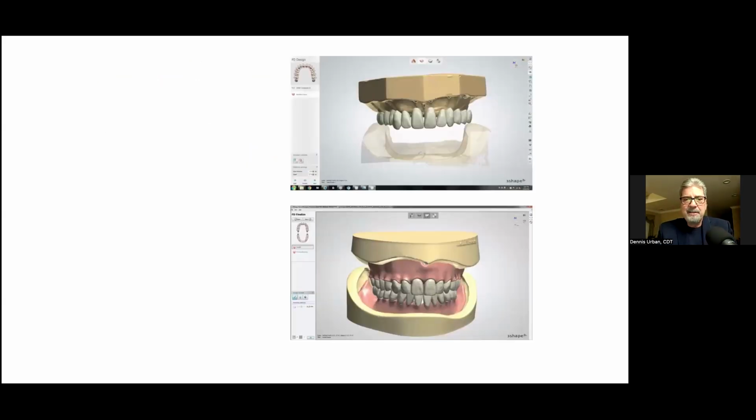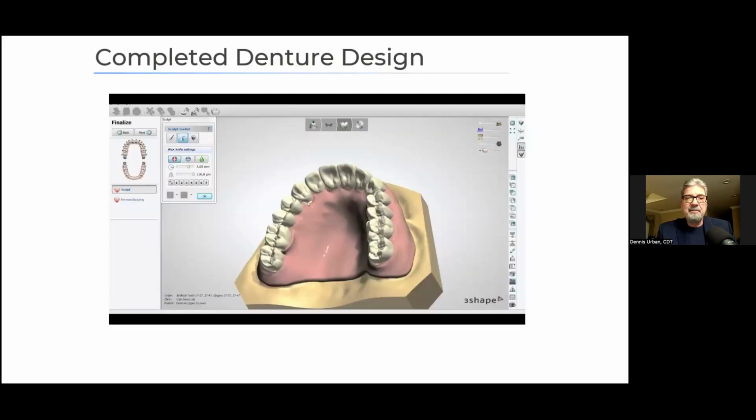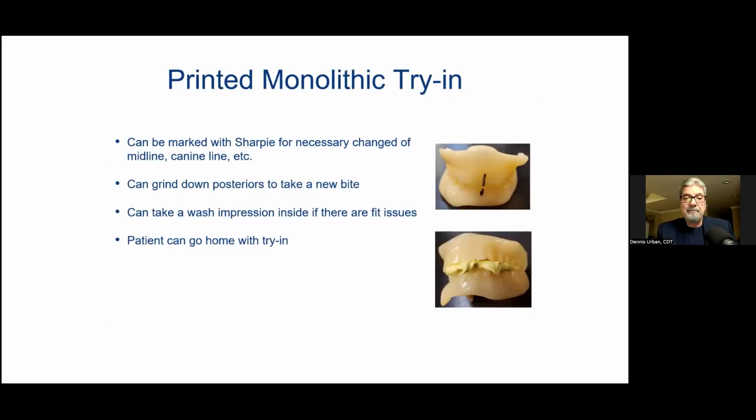There's that full arch setup here. The software proposal can be modified using the software tools, and I'll show you some of those tools in a few minutes. And utilizing the software, every aspect of the digital waxing can be adjusted. So I can actually put my carvings in there, my cuspid eminences. I can put stippling in there, and when I print my final denture, I get all those carvings, and I really have little work to do and very little polishing, and the case is done. And there's the completed denture design here. And as you can see, now we're ready to print our try-in.